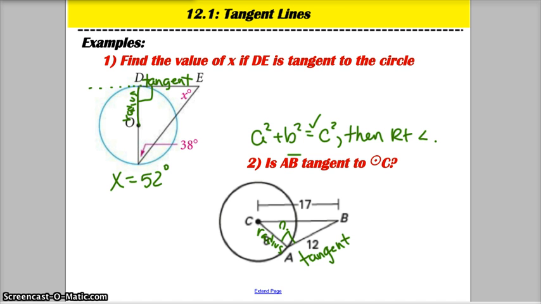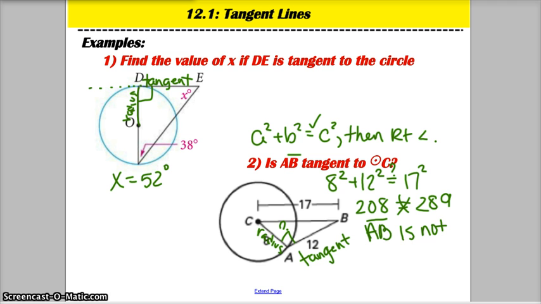So let's try it. 17 is the longest leg, so it must be the c squared. So I'm going to try 8 squared plus 12 squared, and I'm going to check if it equals 17 squared. 8 squared is 64, 12 squared is 144, 17 squared is 289. So it adds up to 208 equaling 289. That's not true. So this is not a right angle, so AB is not tangent to circle C.